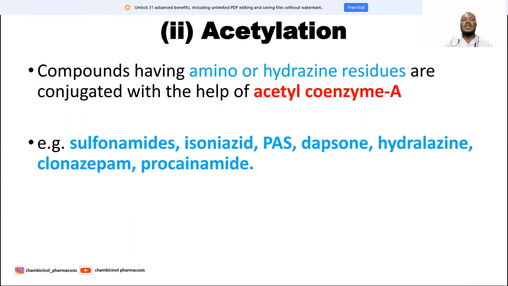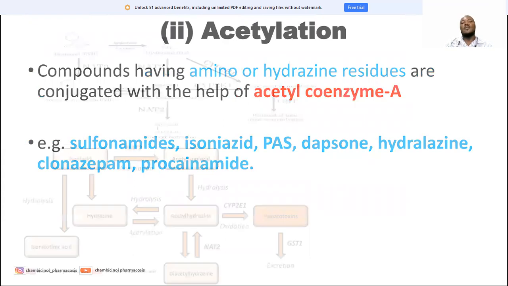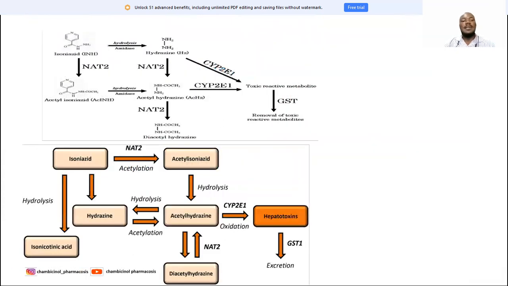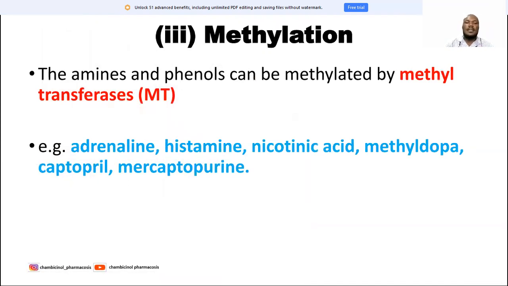Some of the drugs, as I've already mentioned, include isoniazid, a first-line anti-tubercular drug, dapsone, sulfonamide, hydralazine, clonazepam, and procainamide. These are some examples of drugs that can undergo acetylation. For example, isoniazid undergoes acetylation by the N-acetyl transferase 2 enzyme to form acetyl isoniazid, which will be hydrolyzed to give a polar metabolite, and then it will be excreted after undergoing further metabolic processes to prevent hepatotoxicity. So this is all about acetylation.